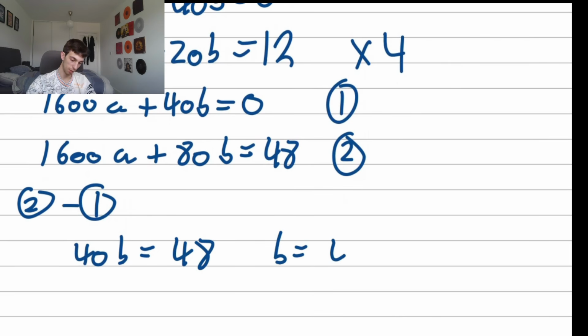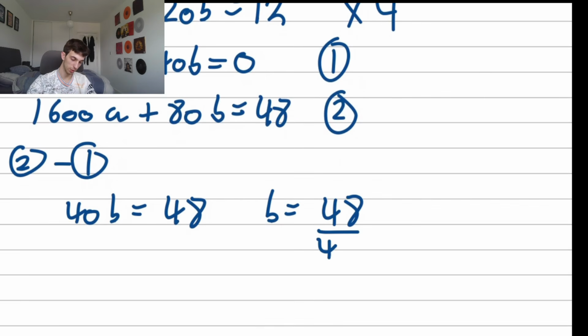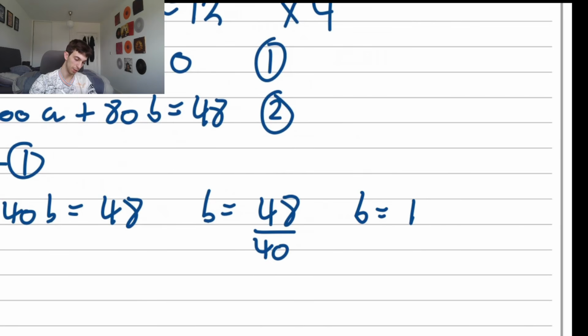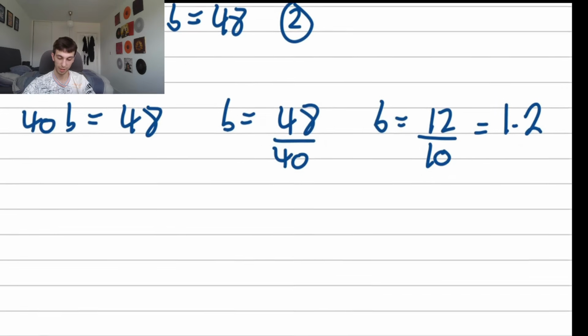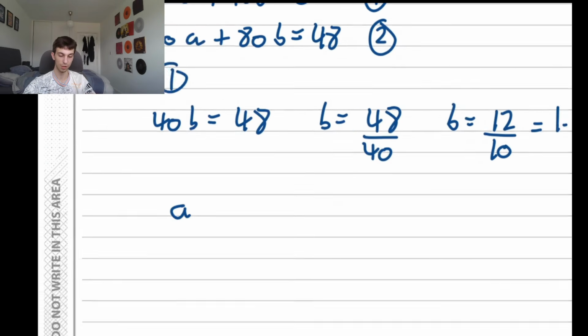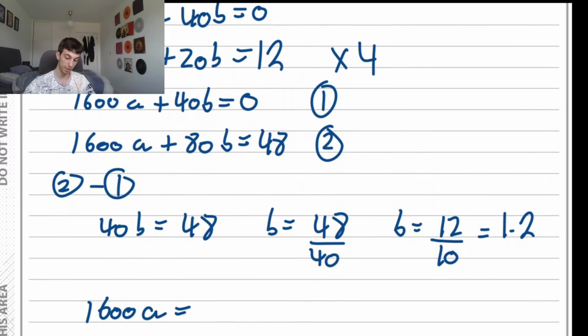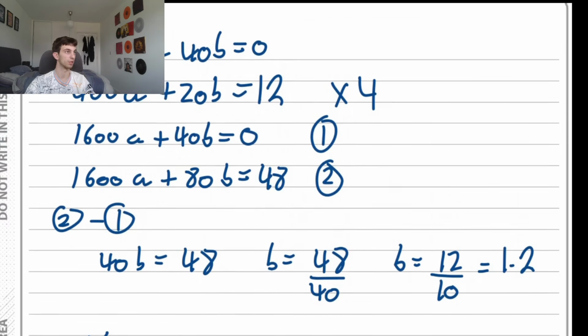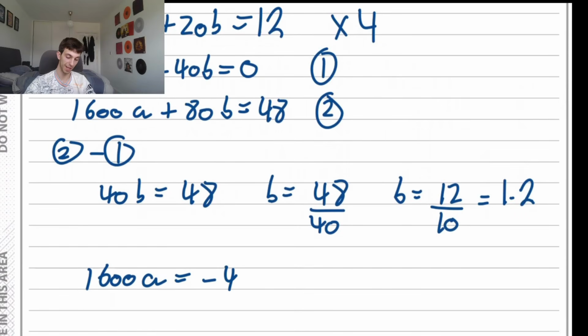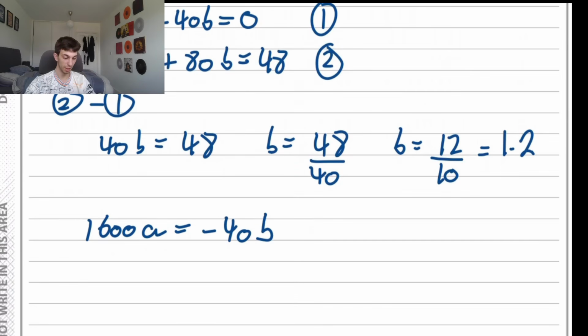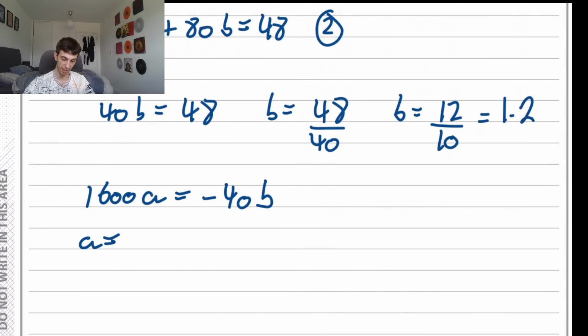So we have b equals 48 divided by 40. So b equals, that would be 12 over 10, which equals 1.2. So b is equal to 1.2. Now to find a, just sub this back into either equation. So we know that 1,600a will be equal to minus 40b, because plus 40b is equal to 0. So we have 1,600a equals minus 40b. Sub in b equals 1.2. So we have that a equals minus 40 multiplied by 1.2 over 1,600.